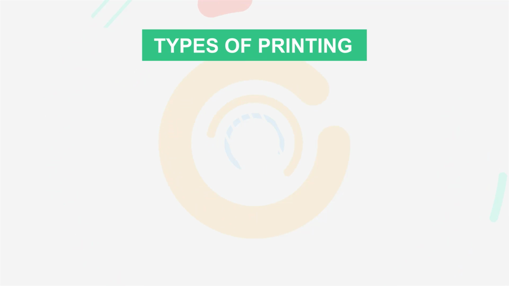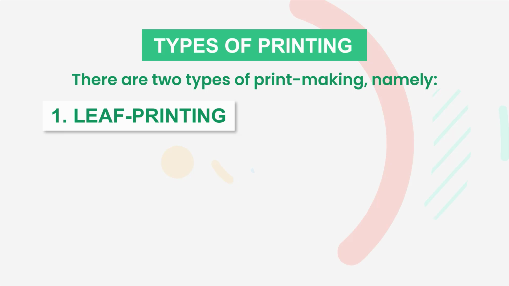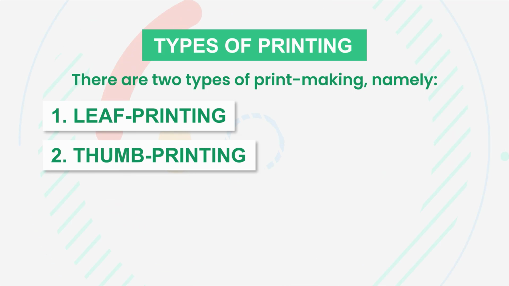Types of printing. There are two types of print making. Number 1, leaf printing. Number 2, thumb printing.